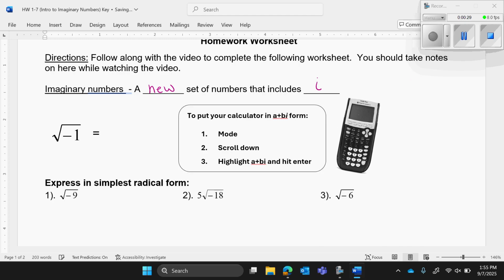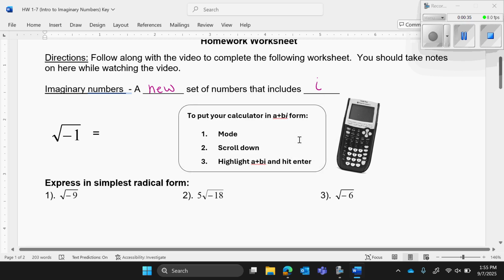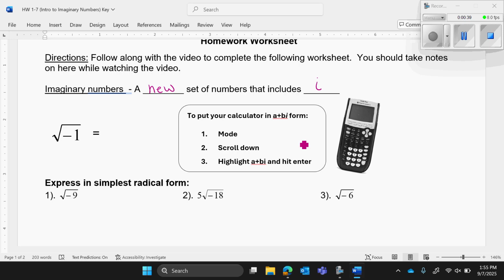So we have i, which stands for imaginary. Now, it comes from not being able to take the square root of a negative number. So we say that the square root of -1 is the number i, just like 3.14 is the number pi.